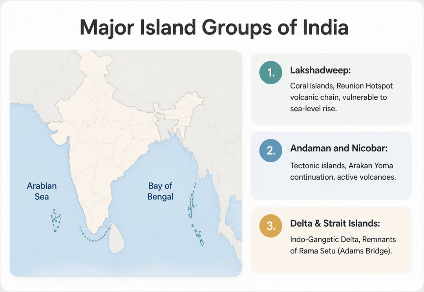India's territory includes two major groups of islands with very different geological origins. In the Arabian Sea, we have Lakshadweep, which are coral atolls formed over the Reunion hotspot volcanic trail. Because they are low-lying, they are highly vulnerable to rising sea levels. Over in the Bay of Bengal, the Andaman and Nicobar Islands are tectonic in origin, representing a continuation of the Arakan-Yoma mountain range, and feature active volcanoes. Additionally, India has islands formed by river deposits in the Indo-Gangetic Delta and submerged formations like Rama Setu between India and Sri Lanka.